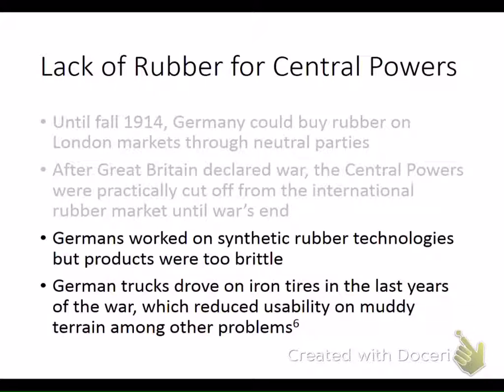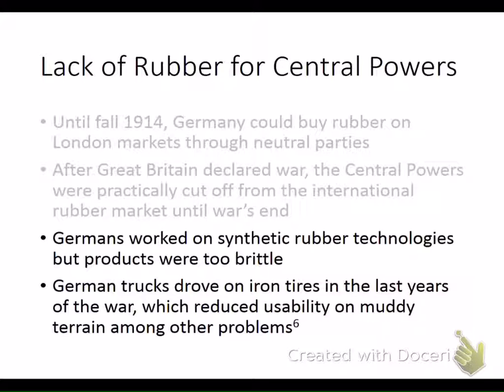And so Germans worked on synthetic rubber technologies, but the products were too brittle. German trucks drove on iron tires in the last years of the war, which you could imagine would be really challenging, and muddy terrain was considered one problem among many. So not having rubber was not a great thing.